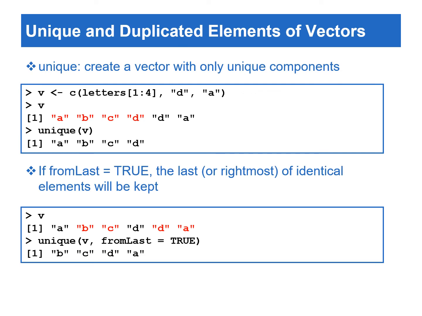Now, let's talk about how to work with duplicated data. The unique function can create a vector with unique elements. The first example shows how to keep the unique elements of a given vector. If you specify the fromLast argument to TRUE, the last, or the rightmost identical elements will be kept in the result.